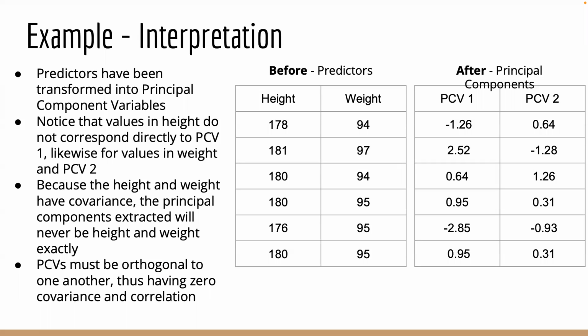Now let's interpret the results of our example. The predictors height and weight have been transformed into principal component variables, which are called PCV1 and PCV2. Notice that the values in height do not correspond directly to PCV1, and likewise for the values in weight in PCV2. Because the height and the weight have covariance, the principal components extracted from them will never be height and weight exactly. Principal component variables must be orthogonal to one another, thus having zero covariance and correlation.